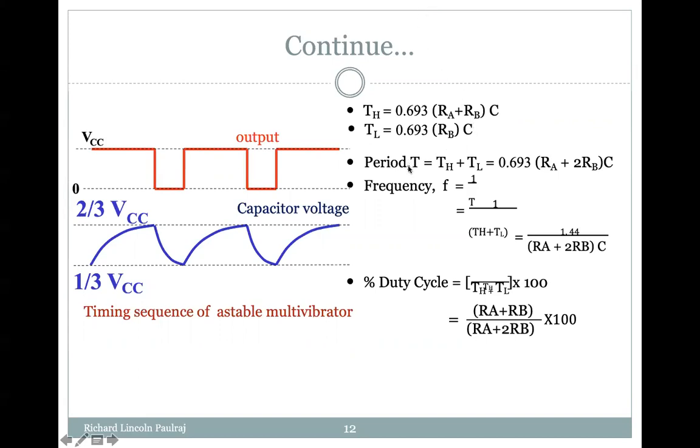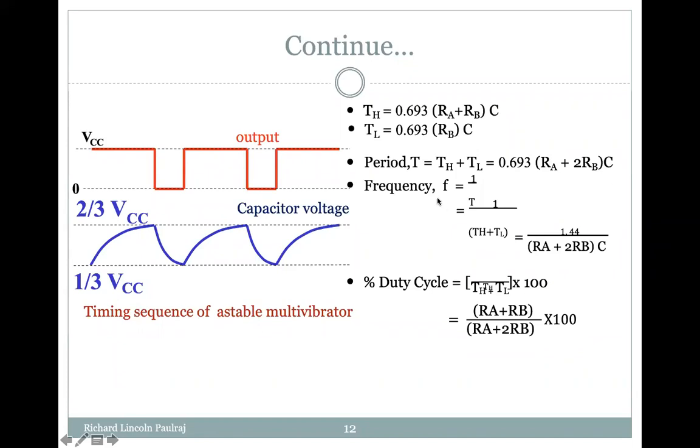Now the total period T is nothing but the on and off. So I have off here, I have on. So this gives me a complete cycle. This complete thing becomes one period. So this period is equal to TH plus TL. Which means it's going to be 0.693 times (RA plus 2 times RB), because I have 2 RBs here, into C.